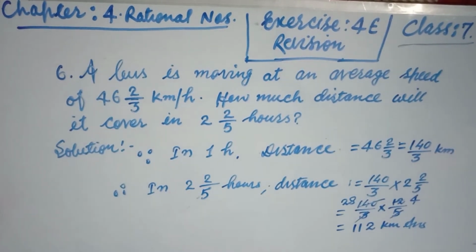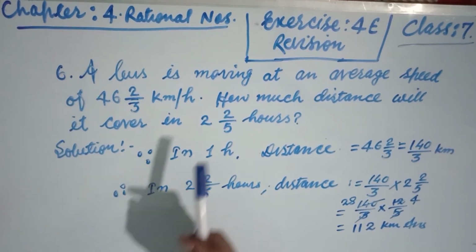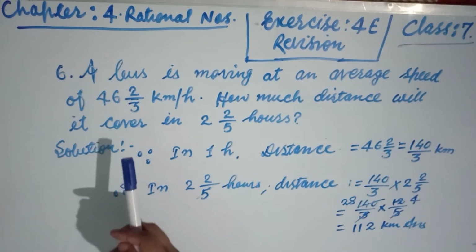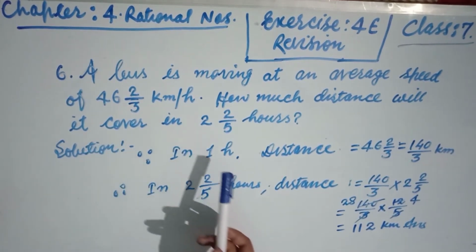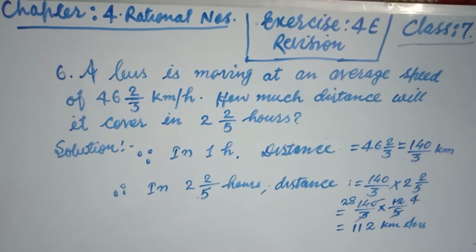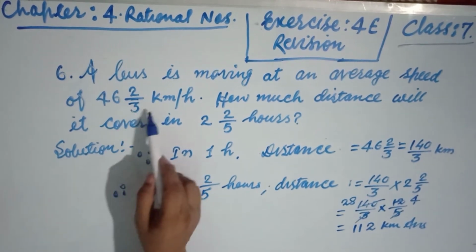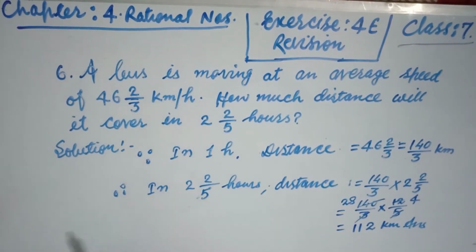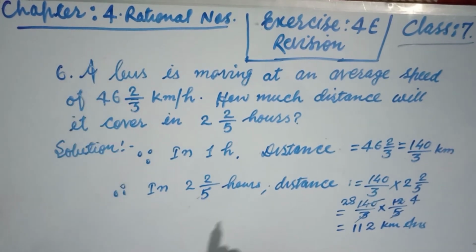Now see, friends, question 6, the last question. It says a bus is moving at an average speed of 46 and 2 by 3 km per hour. How much distance will it cover in 2 and 2 by 5 hours? Very simple question. The first statement is given. Now write the statements. What does it mean, friends? First think about 46 and 2 by 3 km per hour. It means in 1 hour the bus will cover 46 and 2 by 3 km.